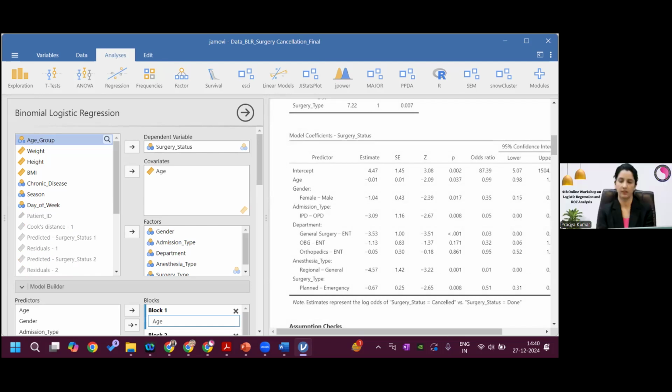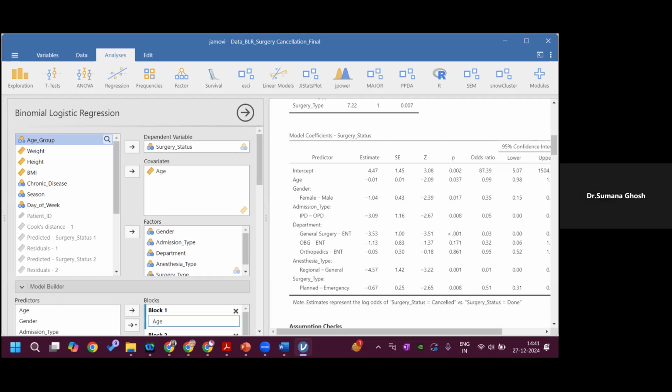Actually, we are a little lenient in selecting our variables, because many times it has been seen that a variable which is unadjusted, if it is 0.2, then in the adjusted logistic regression it becomes significant. So if you leave any value which is up to 0.2, then you may miss a significant predictor.